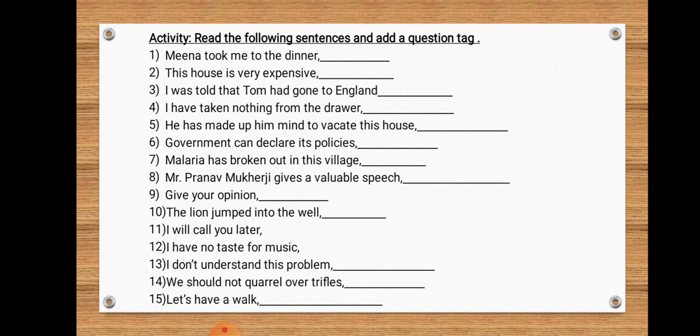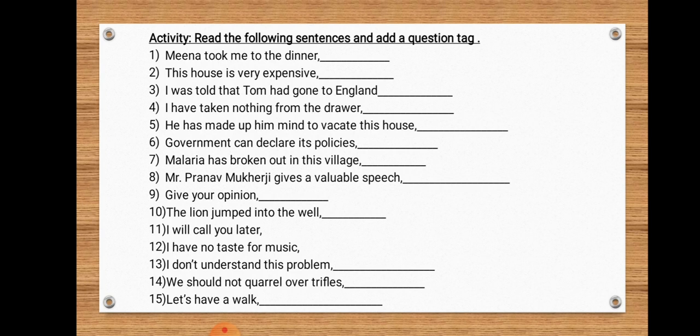He has made up his mind to vacate this house. Hasn't he? Government can declare its policies. Can't it? So instead of government, you have used it. Malaria has broken out in this village. Hasn't it? Mr. Pranav Mukherjee gives a valuable speech. Here gives is there. So doesn't he?